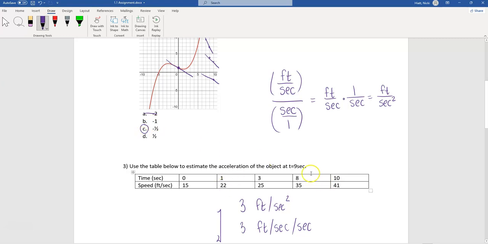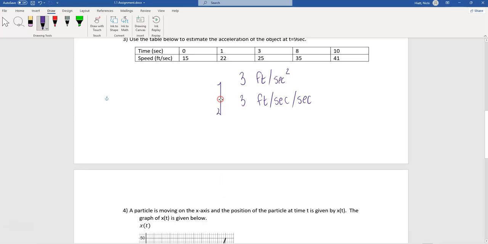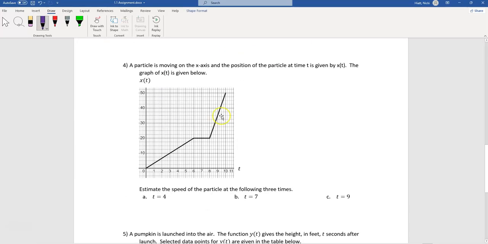Okay, and all we're doing on that one is, since you want 9, you're taking 8.35 and 10.41 and finding the slope. You want to pick those places closest to it. All right, and then let's see what we got over here for 4.